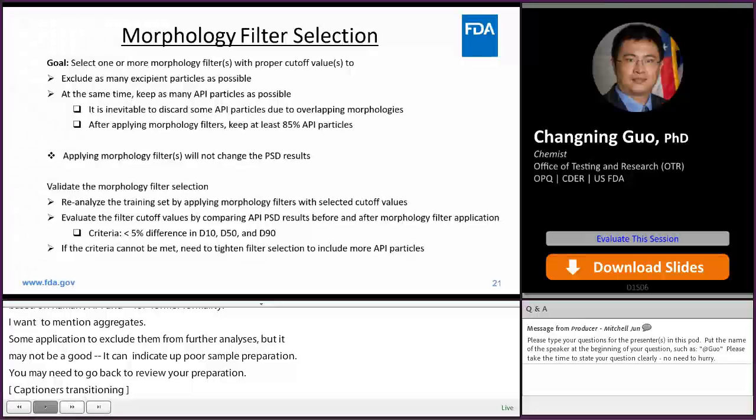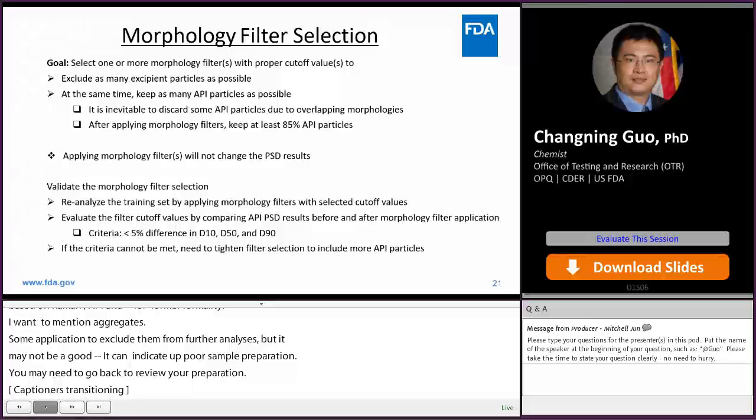After nailing down aspect ratio and the intensity mean as a filter selection, we need to choose proper cutoff values for them. By using the morphology filters, we want to exclude as many excipient particles as possible. But at the same time, we also need to realize the filter application will inevitably discard some API particles due to overlapping morphologies. In our study, we set a goal to keep at least 85% API particles after applying morphology filters.